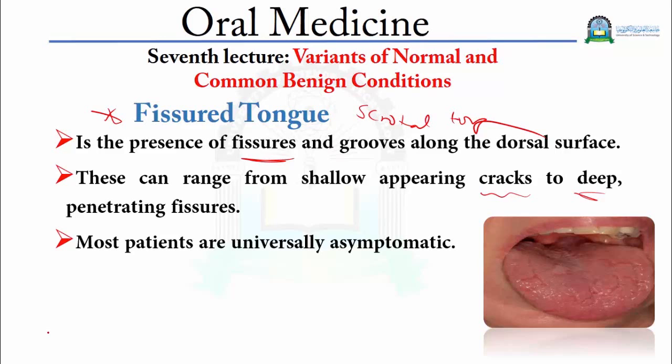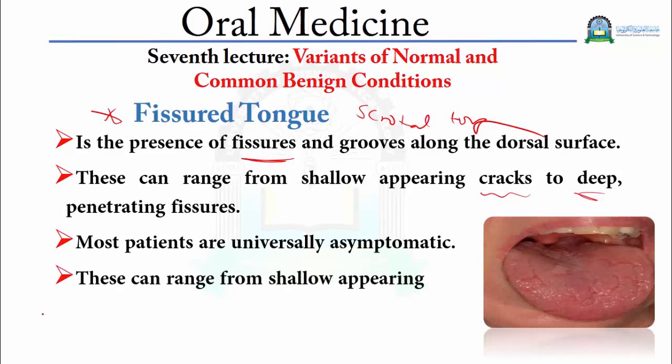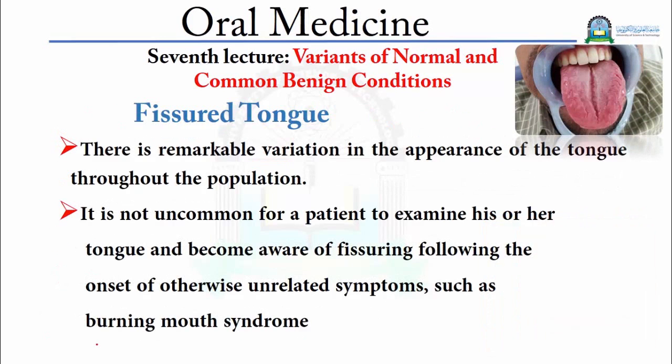Most patients are universally asymptomatic, so they don't have any complaint or any symptoms. This can range from shallow appearing cracks, as we mentioned above, to deep penetrating grooves. In fissure tongue there is a remarkable variation in the appearance of the tongue throughout the population. In some patients there is a medial crack or medial fissure, and in some cases there are horizontal, laterally presented fissures.